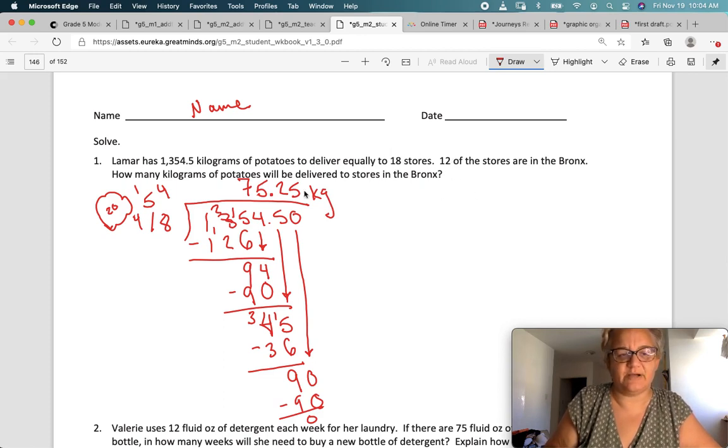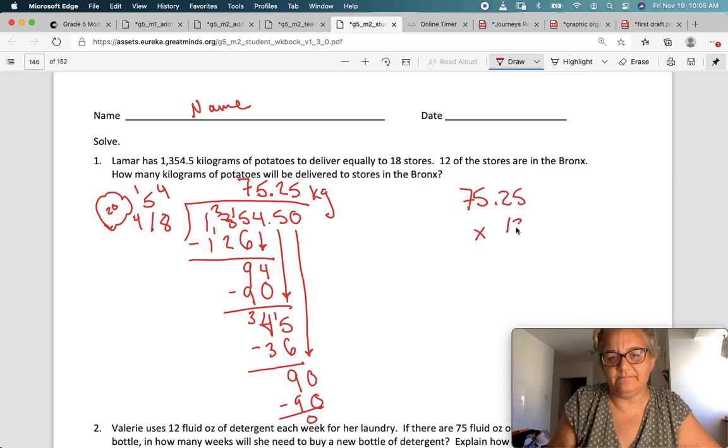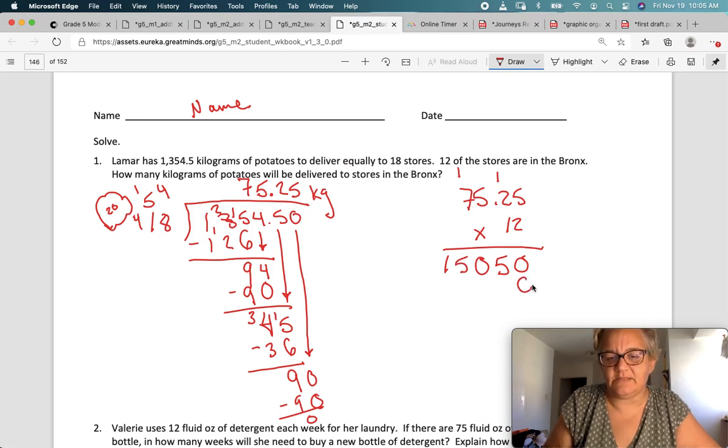12 of the stores are in the Bronx. How many kilograms of potatoes will be delivered to the stores in the Bronx? So we're going to take this number, and we're going to multiply it by 12, okay, to figure out how many are going to the Bronx. So 2 times 5 is 10, carry the 1. 2 times 2 is 4 plus 1 is 5. 2 times 5 is 10, carry the 1. 2 times 7 is 14 plus 1 is 15. Then drop the 0. 1 times 5, 1 times 2, 1 times 5, 1 times 7.